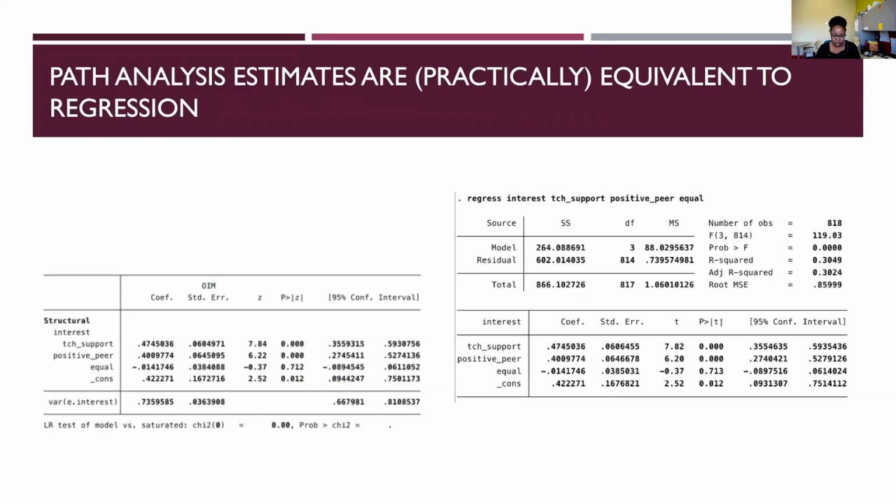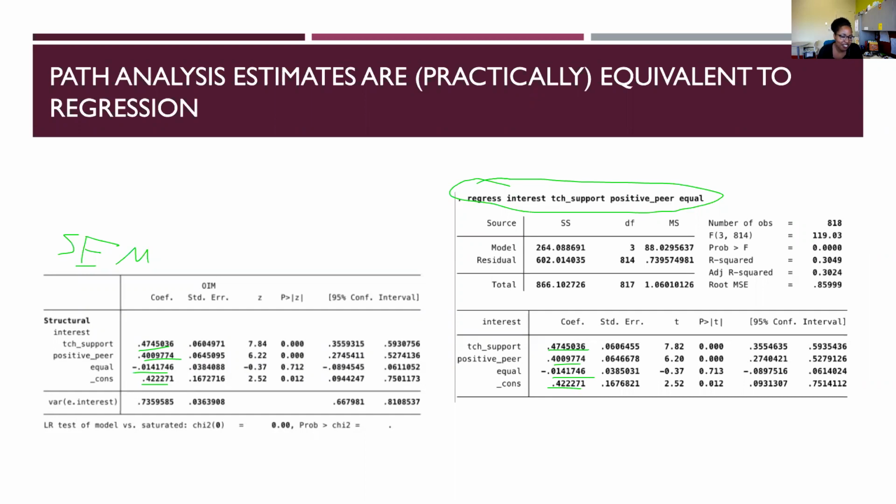All right, so I want to say again that the estimates you're going to get from maximum likelihood are going to generally be almost exactly equivalent to what you get in regression. So this over here is your SEM output from Stata. And over here is using the Stata regress command. And what you'll see here is our slopes for interest are the same, slopes for positive are the same, slopes for equal status are the same, the constant is the same.